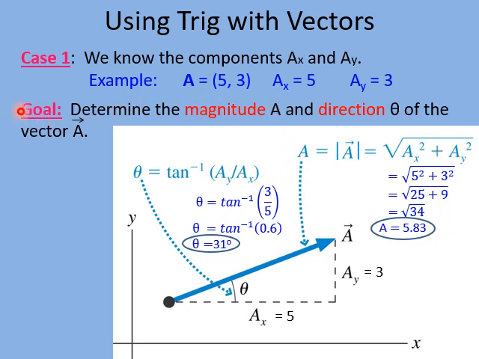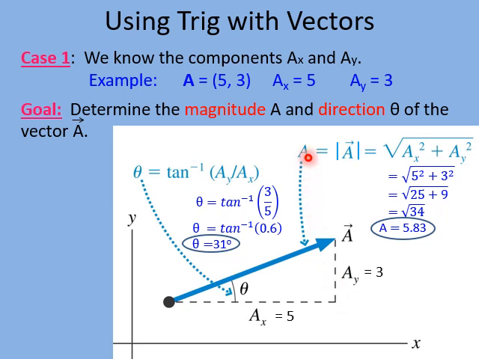Our goal here is to determine the magnitude of vector A and the direction theta of vector A. Remember, the length of this arrow is the magnitude of the vector. So how do we find that? Well, this is a perfect application of the Pythagorean theorem. We've got a right triangle here, right? The reason we're using these component vectors is because they are at right angles to each other. The x component points along x, the y component along y. This is why we're going to be able to use trig to work with vectors.